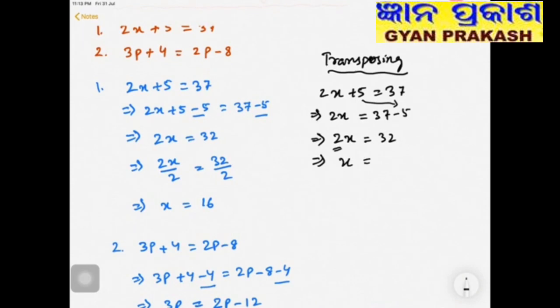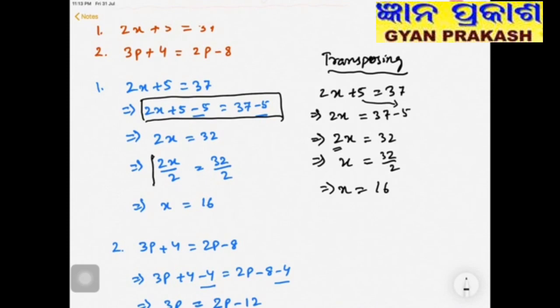So if I take 2 to RHS, it will be divided. That means x equal to 16. Now compare the both methods. What are the steps that we have deleted? You see, this step we no more require, and also this step we no more require. Okay, by deleting these steps also we can solve the equation.